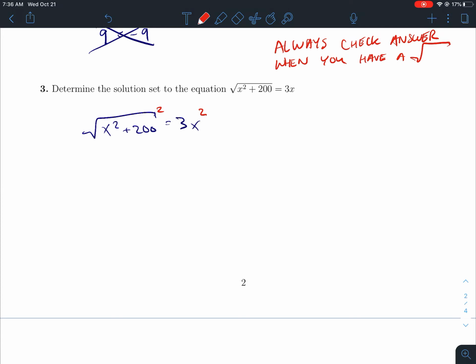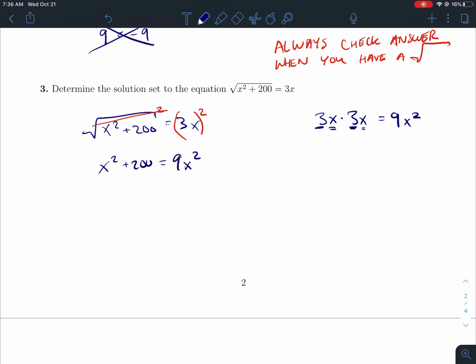Now, really important here, we're squaring the whole side here, so we put it in parentheses. These cancel out, and that gives us x squared plus 200 is equal to 3x squared, which is going to be 3x times 3x. 3 times 3 is 9. X times x is x squared by definition, right? X times x is always going to be x squared. All right, cool. So we're up to this part.